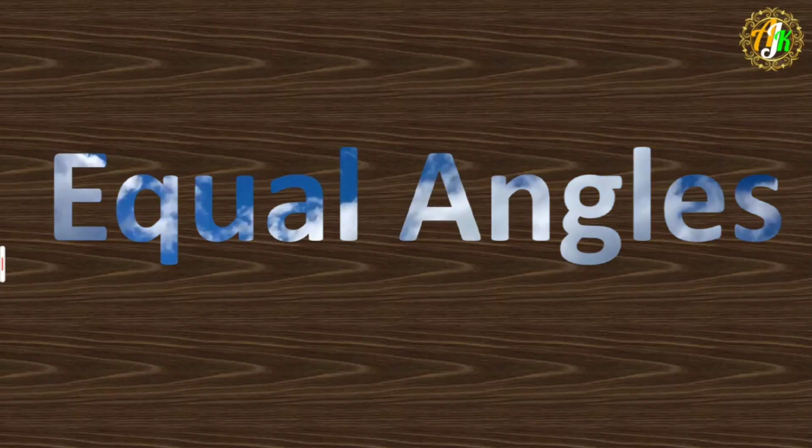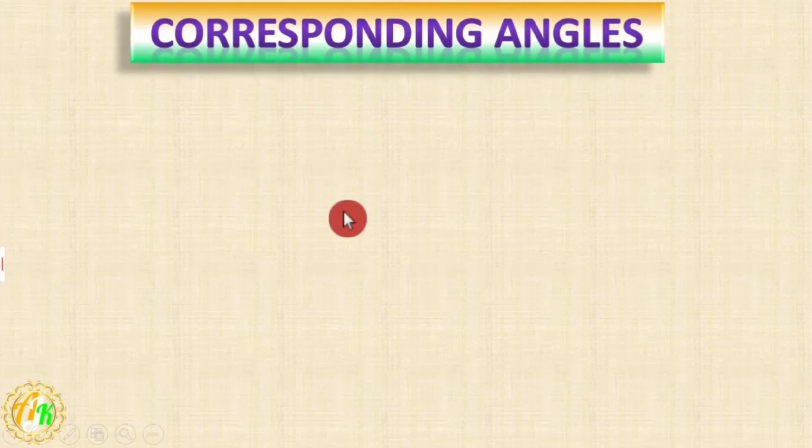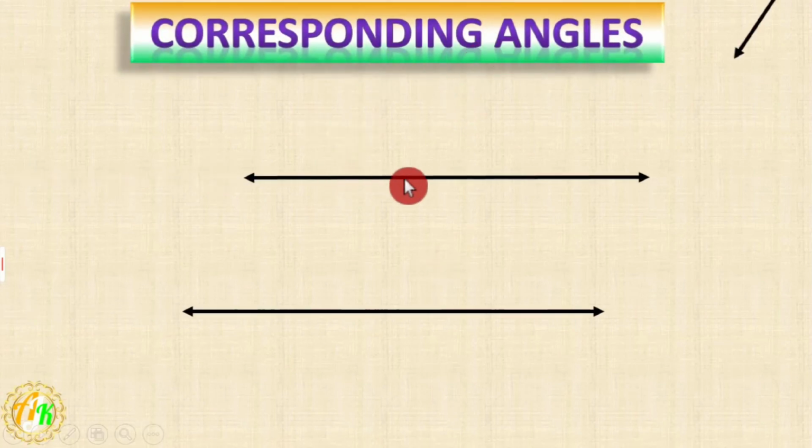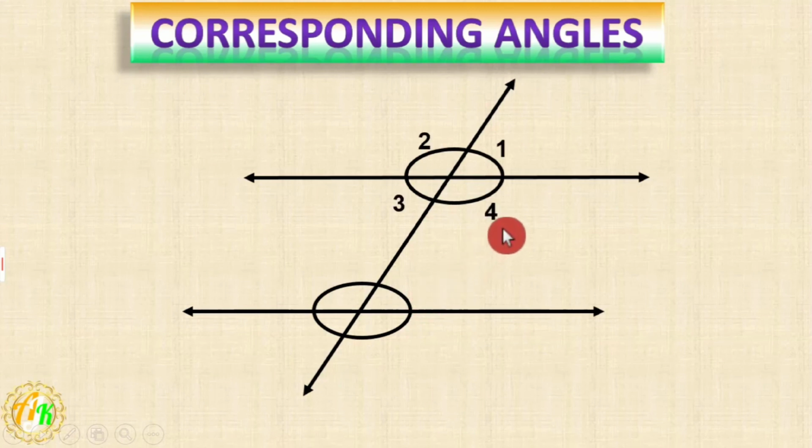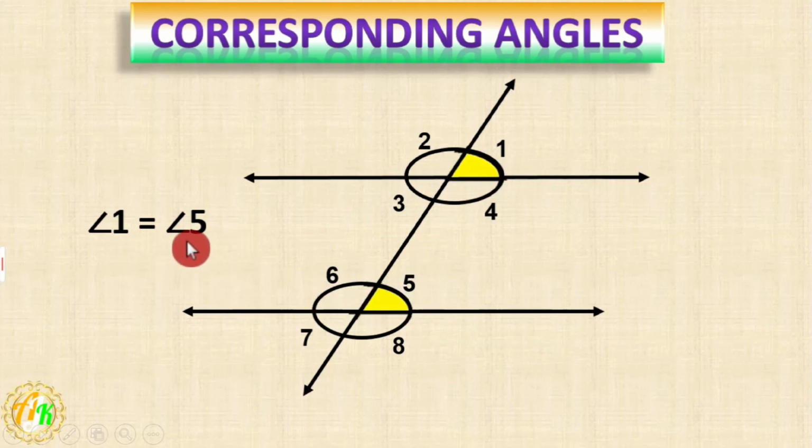Now let's take the angles which are equal. First is corresponding angles. Now parallel lines and a transversal line are before you. One, two, three, four, 5, 6, 7 and 8, total 8 angles. Now angle 1 and angle 5 are equal. These are corresponding angles because they lie on the same sides of the parallel lines as well as the transversal line. So angle 1 and angle 5 are corresponding angles, they are equal.